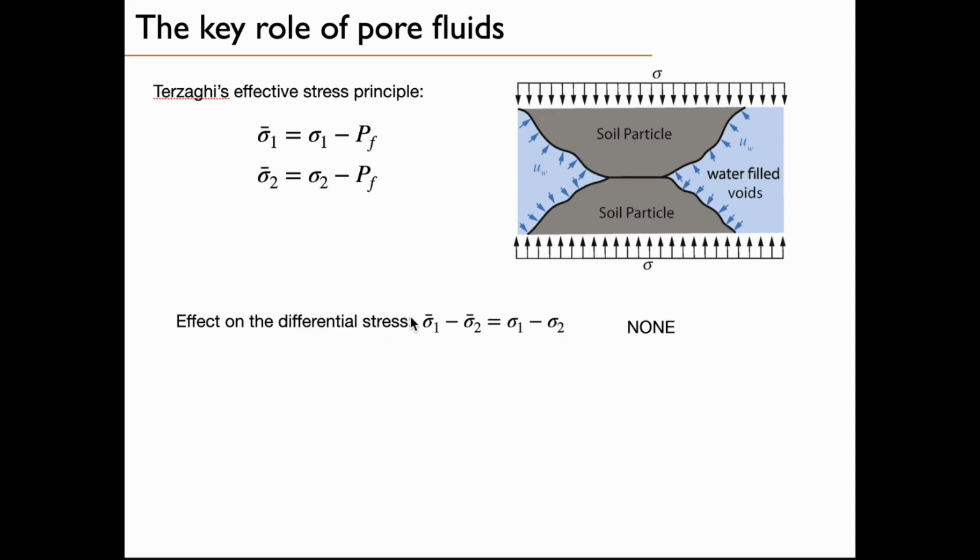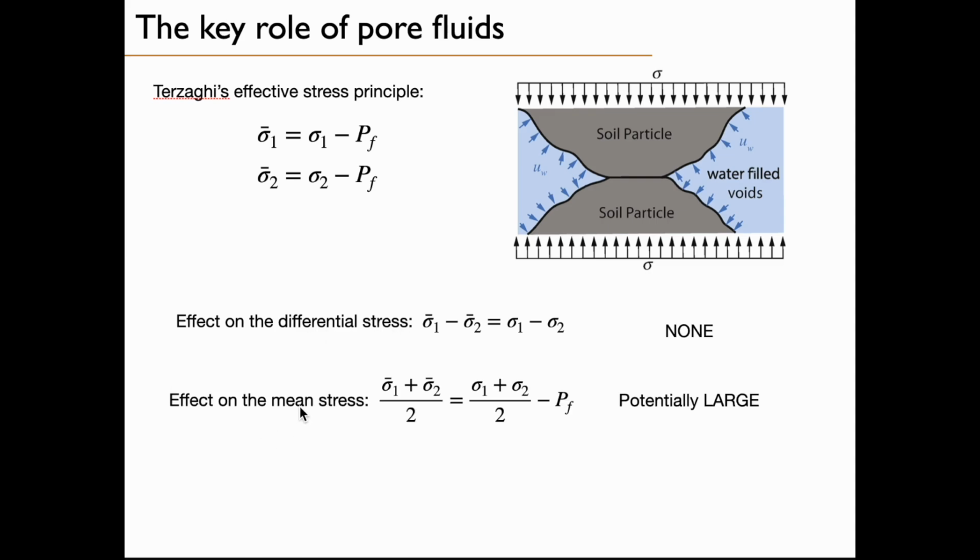If we compute the differential stress using these effective stresses, what we obtain, sigma 1 bar minus sigma 2 bar, is simply sigma 1 minus sigma 2. So fluid pressure here disappears from this equation. In other words, fluid pressure has no effect on the differential stress.